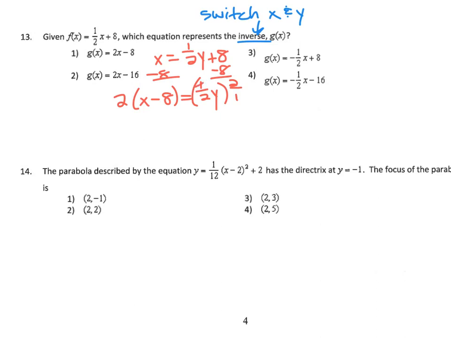What happens is the 1 on top cancels with the 1 on bottom, the 2 on top cancels with the 2 on bottom, leaving us with just y. When I distribute the 2, I get 2x minus 16. Now all you have to do is change this to g of x, which represents the inverse function. So g of x equals 2x minus 16. So choice 2.